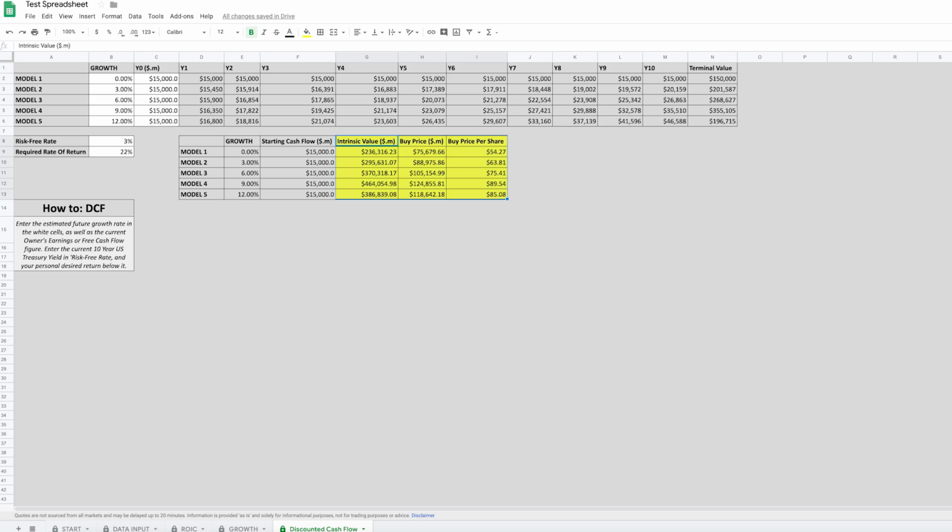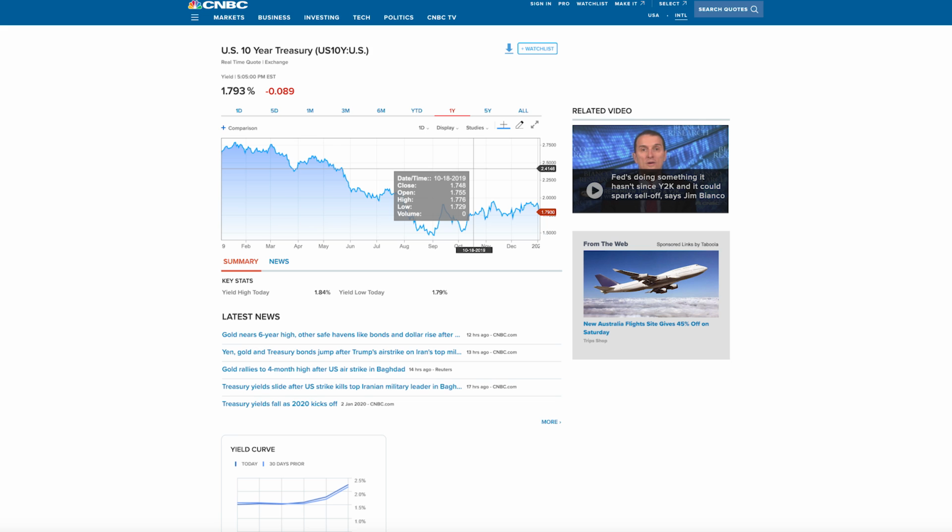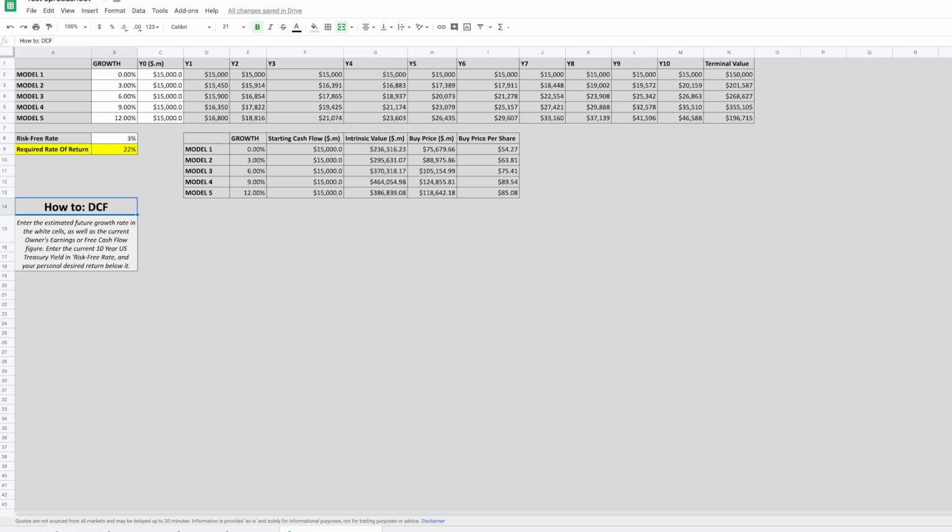Once you have the growth rates, you can then calculate the intrinsic value and buy price of the business. For intrinsic value, you want to use the 10-year US Treasury yield as the discount rate, and for the buy price, use your own personal target return. For those who are wondering what my target return is so that they can apply the same one, I target a 22% return, and that allows me to aim for 15% over the long term with a 50% margin of safety for errors in my calculation.